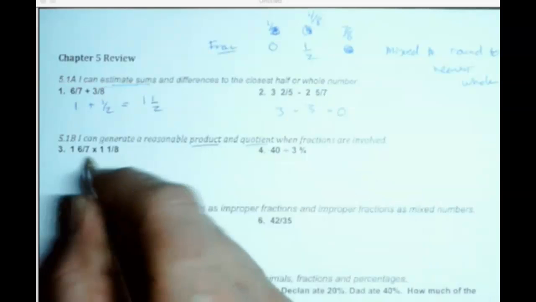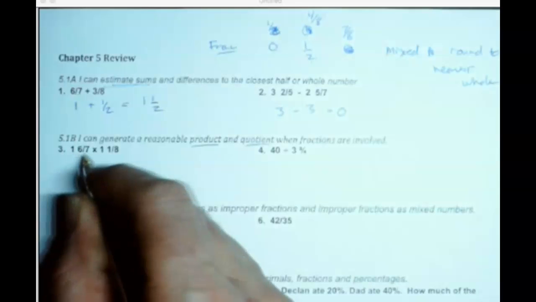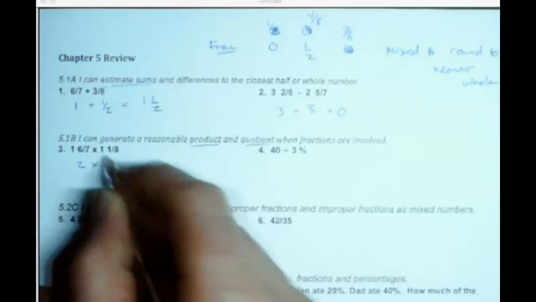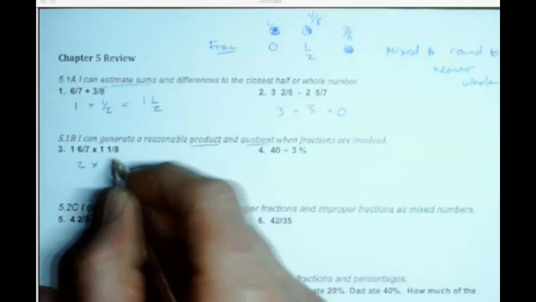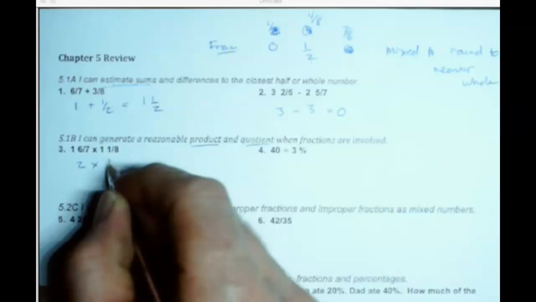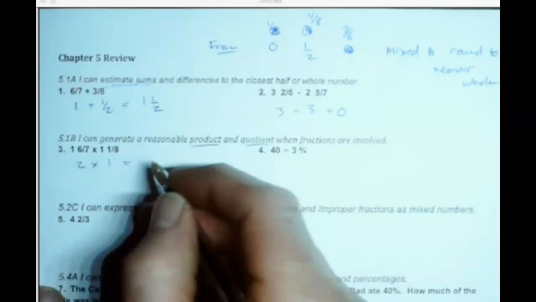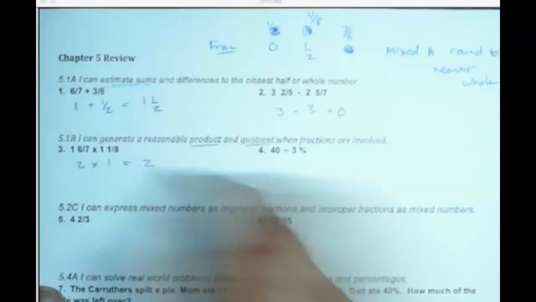Now we have 1 6/7. We have 1 whole and 6 parts out of 7. So that's nearly 2. So we're going to call that 2 times 1 1/8. Well, that's just a little bit more than 1. We're just going to call it 1. If you think of 1/8 of a pizza, that's not much. 2 times 1 is 2.